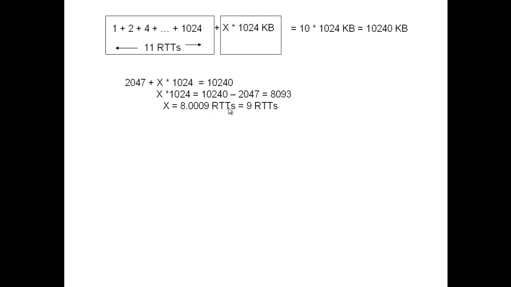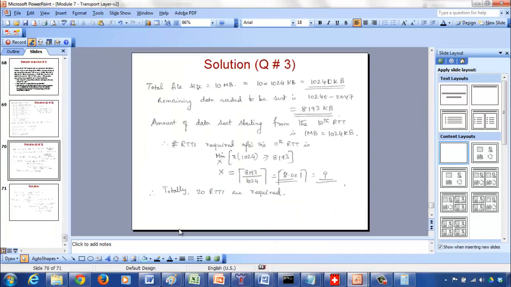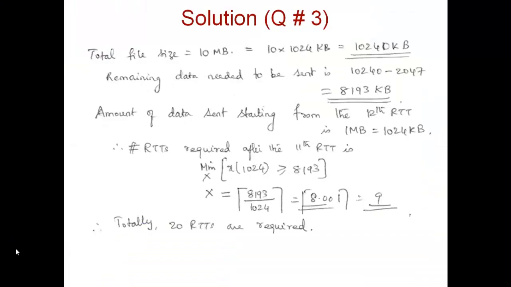So essentially now what it is, after the 11th RTT, it takes 9 more RTTs starting from here, right? So that's what I wanted to indicate, 9 more RTTs. So totally how many RTTs? 11 plus 9, so it is 20 RTTs. So if you look at the math, it takes 20 RTTs totally.